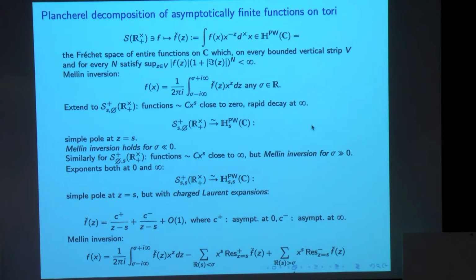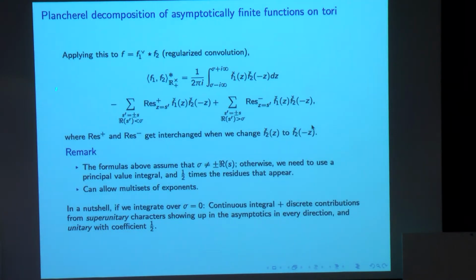Okay, so we have this Mellin inversion formula. And we can also apply it now to convolutions in order to obtain a notion of Plancherel decomposition for these asymptotically finite functions. The Plancherel decomposition will be expressed as a continuous integral, and then discrete contributions, which, let me go to the last line here.